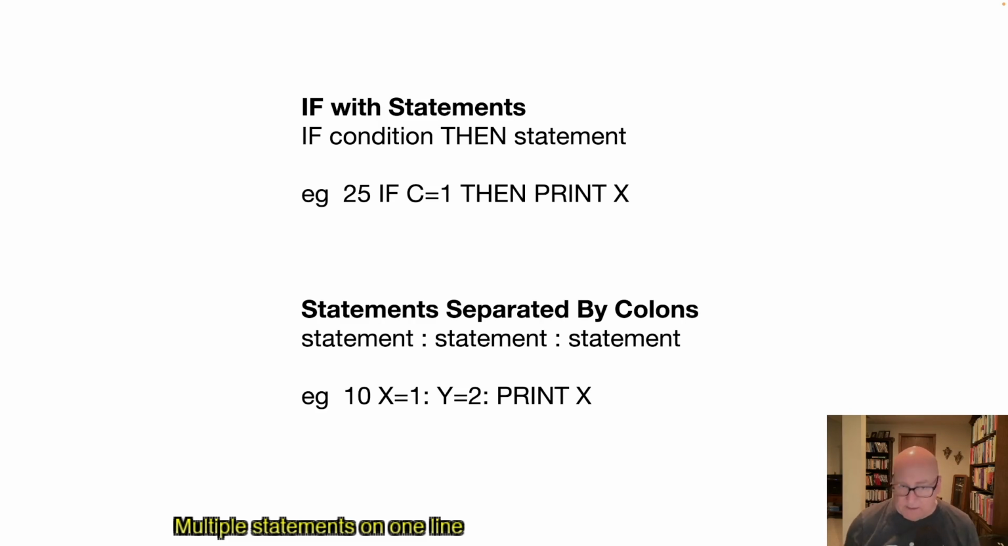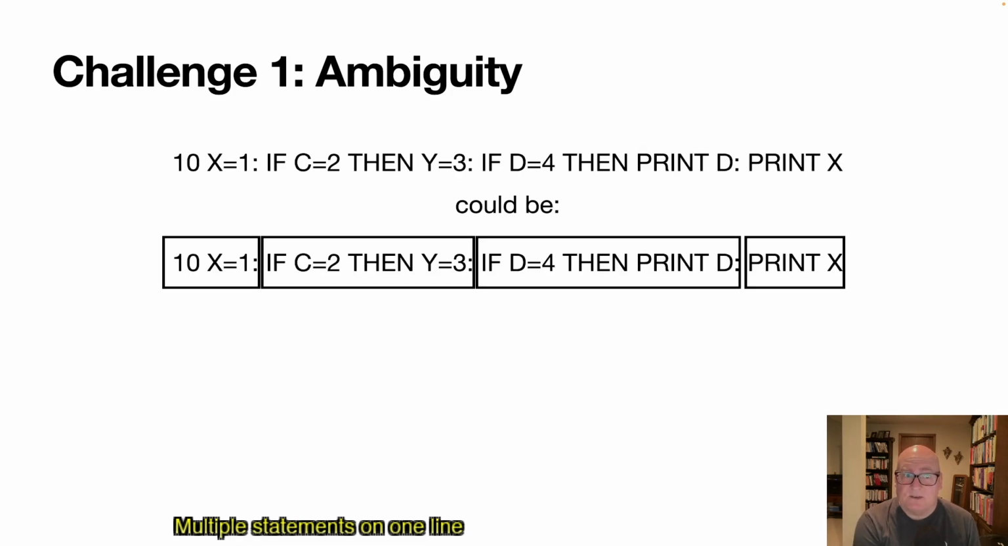Now, there's a challenge here. The first challenge is this is ambiguous. So I've got x equals 1: if c equals 2, then y equals 3: if d equals 4, then print d: print x. And so the question is, does print x always get run? Are these sort of like four independent boxes?